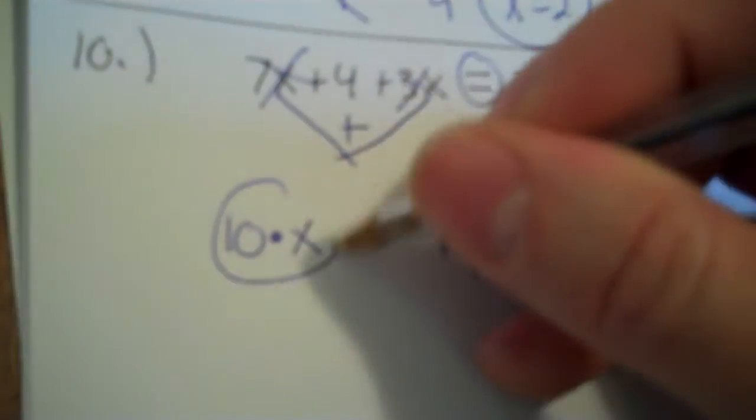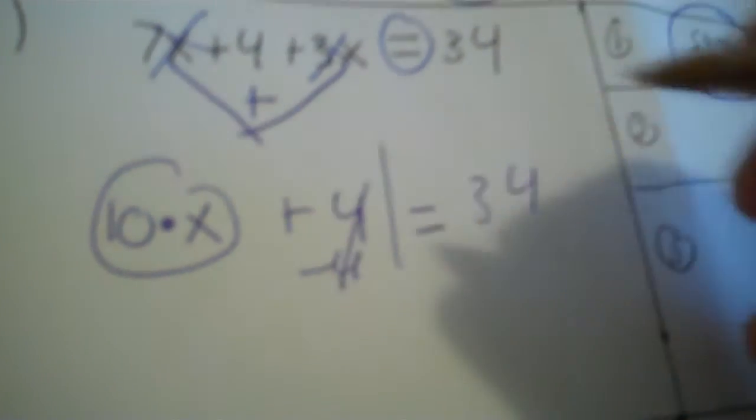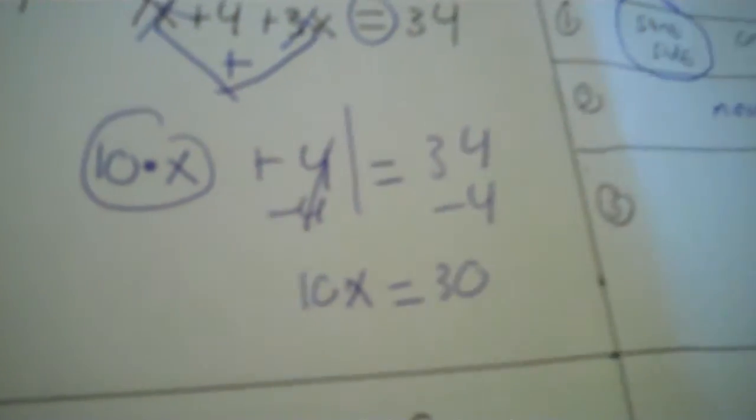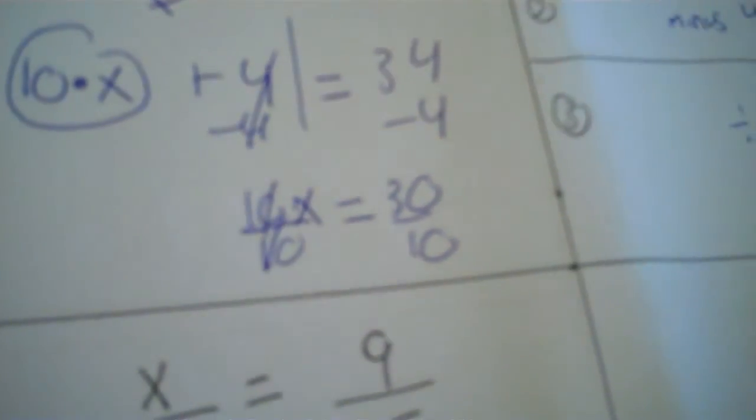Okay, so we got times 10 and plus 4. So we take out the plus 4 with a minus 4, and we get rid of the times 10 with a divide by 10. So minus 4, minus 4. 34 minus 4 is 30, and then 10 times x. Okay. Now divide by 10 and we'll have our answer. 30 divided by 10 is 3.